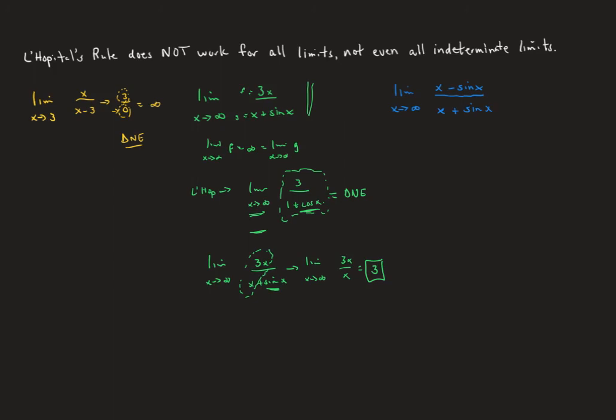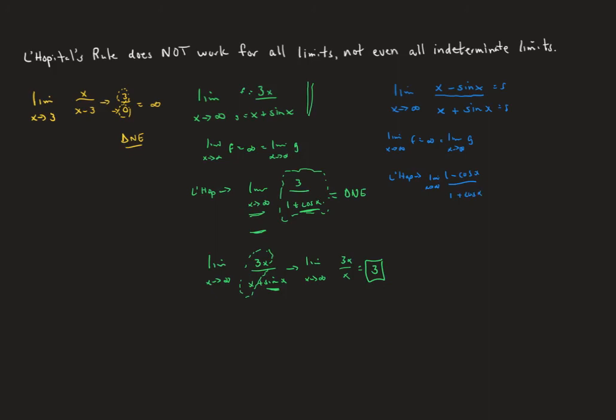Okay, so you have to be careful. The blue one is similar to this. If we say this is f and this is g, it is true that the limit as x goes to infinity of f goes to infinity, and the limit as x goes to infinity of g is also infinity. But when we apply L'Hopital's rule, we're going to get the limit as x goes to infinity of 1 minus cosine x over 1 plus cosine x.